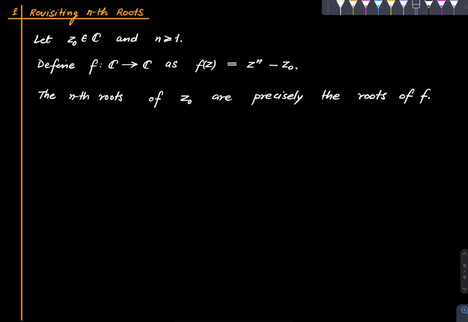Lastly, we can revisit the notion of nth roots in this new language. So fix a complex number z0 and some positive integer n. Define this polynomial by this formula, f of z equals z to the n minus z0. Then just note that the nth roots of z0 are precisely the roots of the polynomial f. And there's nothing to say about it. It's just immediate from the definitions. So basically, we have a more general notion of roots rather than just nth roots. You can talk about roots of polynomials, and nth roots are special instances of that notion.